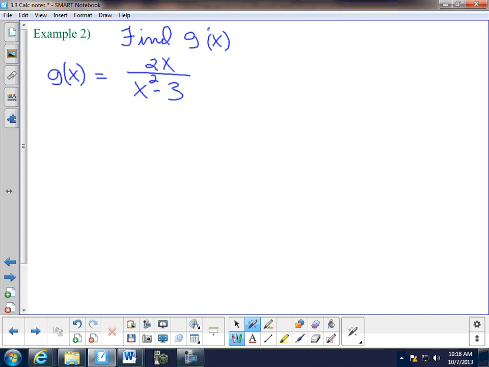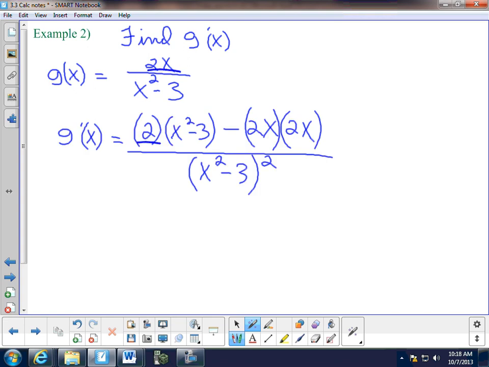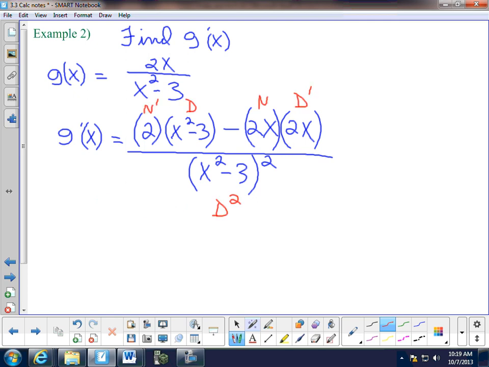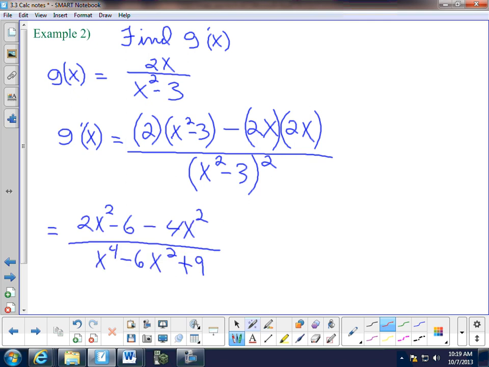Similar kind of thing, it's a quotient. So we're going to take a derivative. Derivative of the numerator, 2, times the denominator, minus the numerator times the derivative of the denominator, all over the denominator squared. Be able to say that and be able to write this out, so that you can take the derivative quickly. Derivative of the numerator times the denominator minus the numerator times the derivative of the denominator all over the denominator squared. And then you simplify.